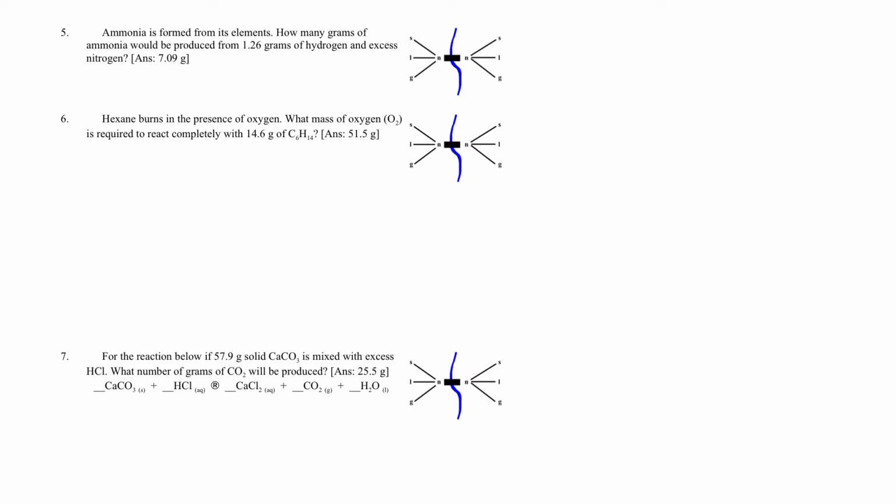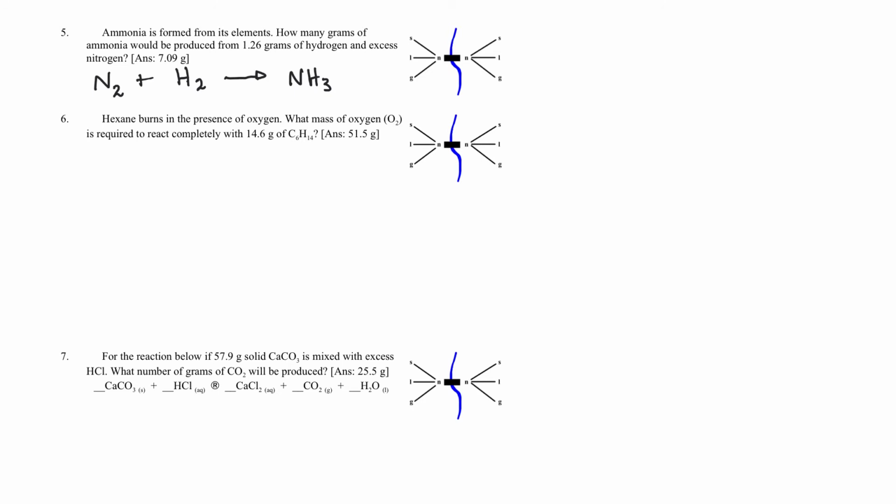Anyway, ammonia is formed from its elements. Well, I know ammonia is NH3, and it's being formed, and so that'll be on the product side. And it says it's formed from its elements. So its elements are nitrogen and hydrogen. So over here I just write nitrogen and hydrogen. But then I realize that both nitrogen and hydrogen are diatomic, so they're never by themselves. They always come in buddies. So this will be N2 and H2.